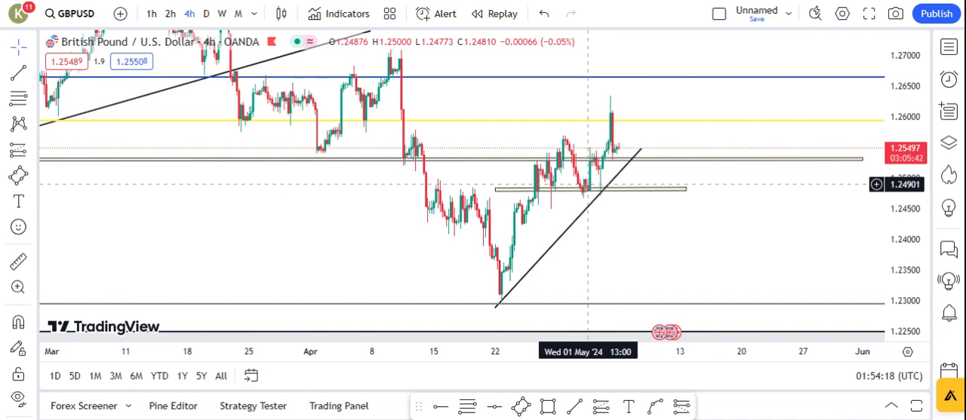The thing about it is that I didn't follow my rules. I was supposed to wait for the neckline to break before I enter the trade, but it is one of those things, guys. I know I messed up. I don't want to criticize myself for it. So what I just have to do is to learn from my mistake and do better next time.